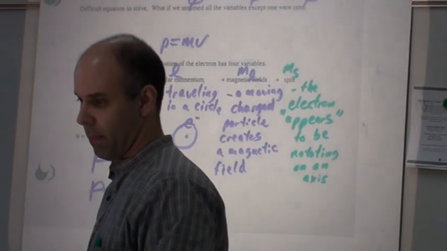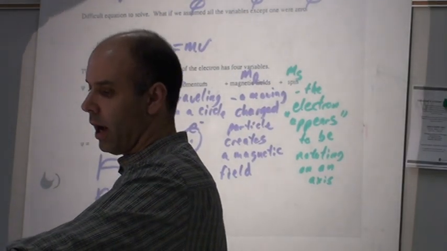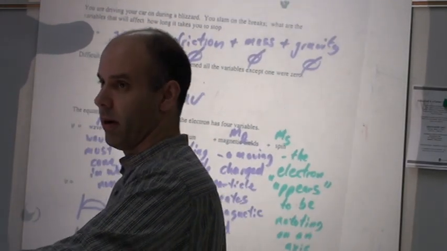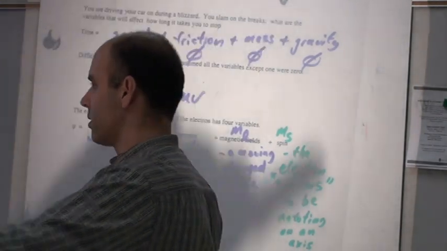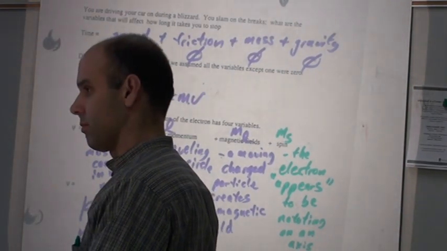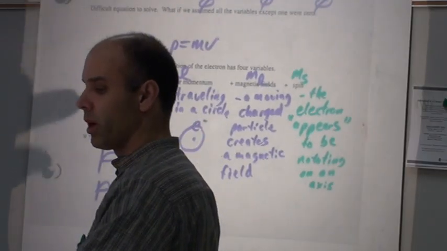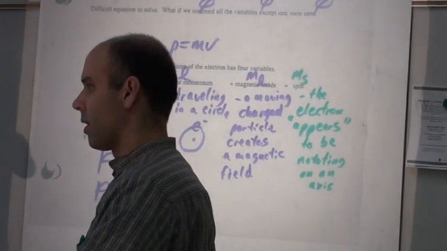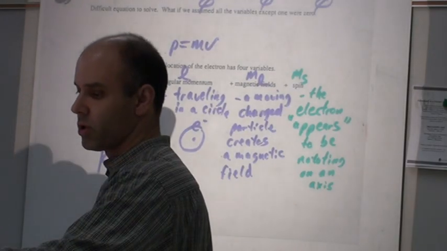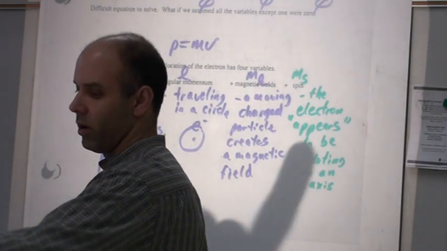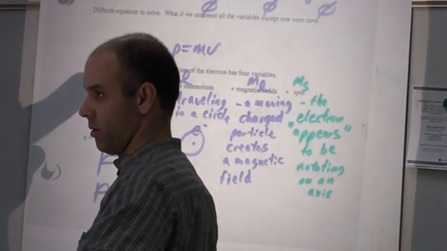Okay, so how did we solve this problem up here? We pretended there was no friction, no mass, and no gravity. How are we going to solve this problem right here? Same way. We're going to make it simple. We're going to assume these variables are zero, except for the first one.